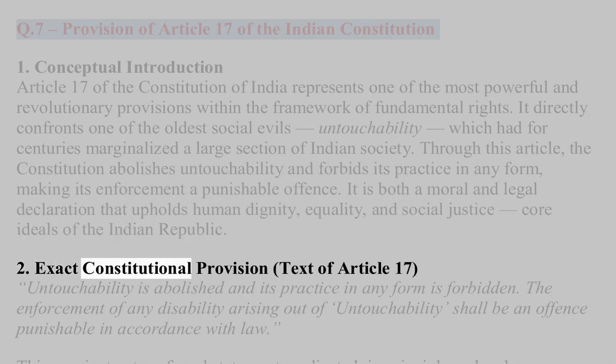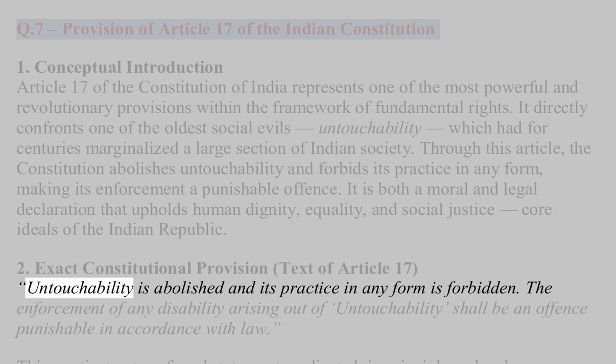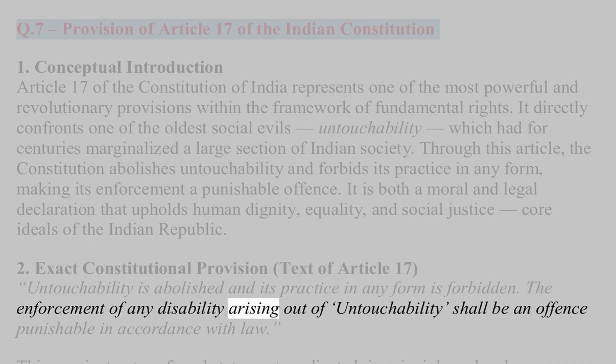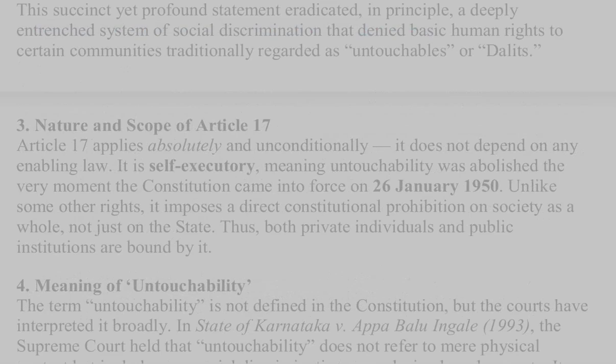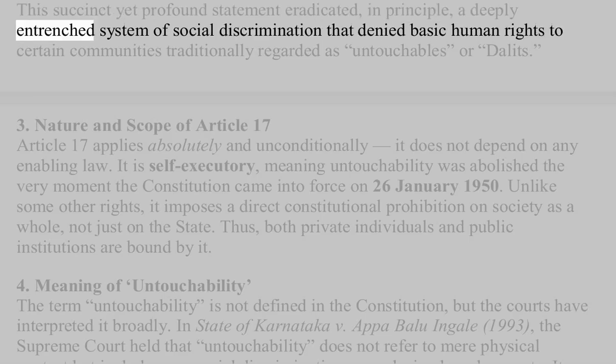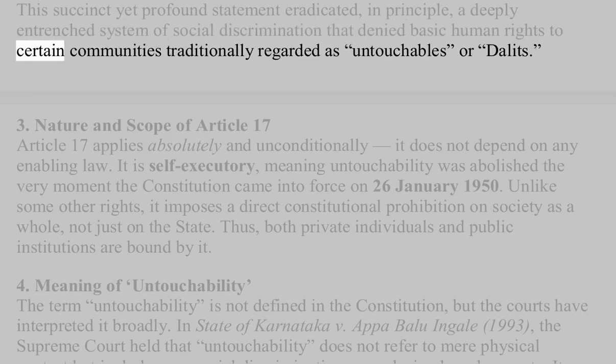2. Exact constitutional provision, text of Article 17. Untouchability is abolished and its practice in any form is forbidden. The enforcement of any disability arising out of untouchability shall be an offense punishable in accordance with law. This succinct yet profound statement eradicated, in principle, a deeply entrenched system of social discrimination that denied basic human rights to certain communities traditionally regarded as untouchables or Dalits.